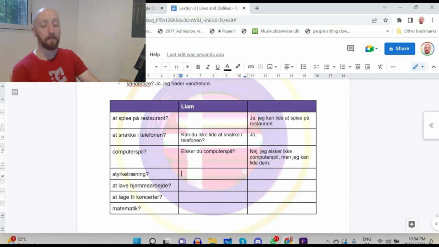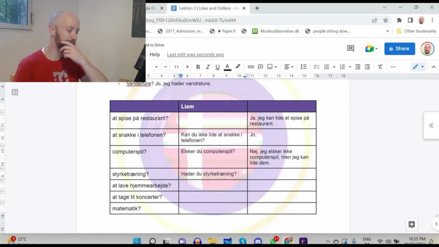Styrketræning. Hader du styrketræning? Which is of course strength training. Sådan. This time my personal response would be, nej, jeg elsker det. Jeg elsker styrketræning, faktisk.